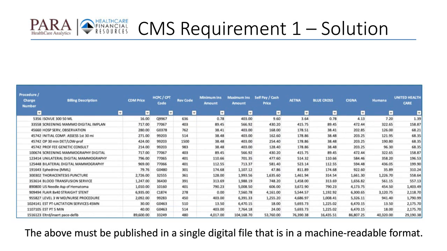Here, we have a copy of a demonstration version of the machine-readable document to illustrate what CMS is looking for. Stepping through the document, we identify the first group. In this portion of the file, we include every item in the charge master, specifying the procedure or charge number and billing description, along with the first of those 5 standard charges, the gross charge or CDM price. We also identified the associated HCPCS or CPT codes and revenue codes for each listing.